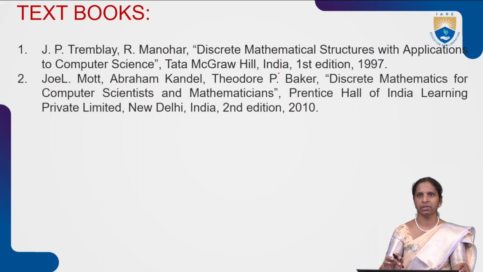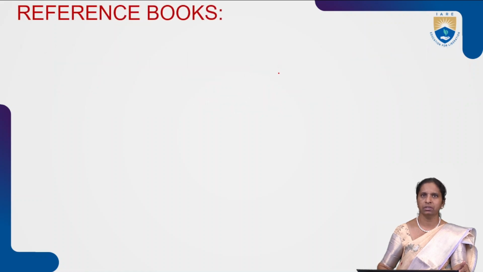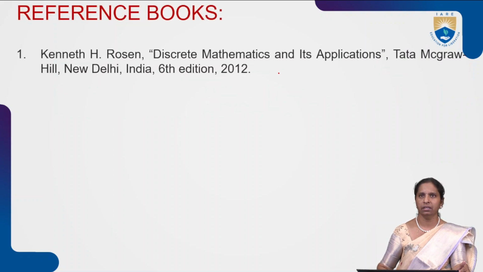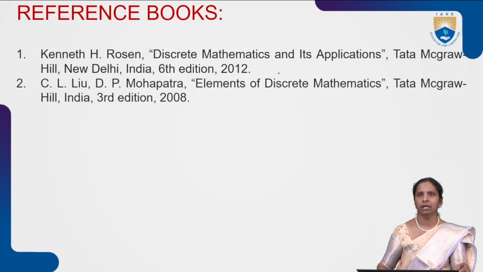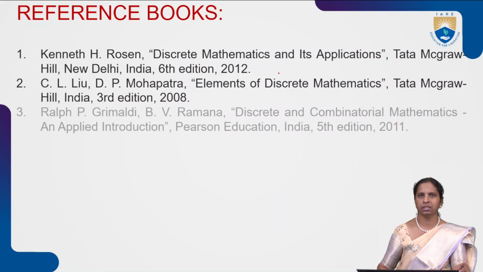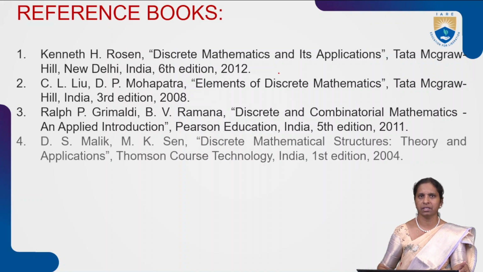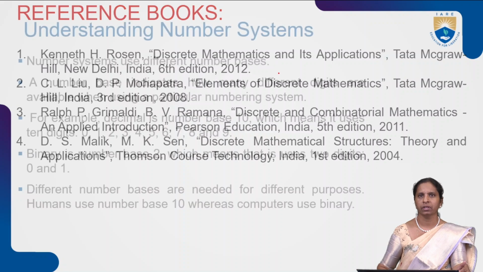And the second textbook we are following is Discrete Mathematics for Computer Scientists and Mathematicians by Joel Mott and Abraham Candle, etc. And coming to the reference books, we have referred to books like Discrete Mathematics and Its Applications by Kenneth Rosen, as well as Elements of Discrete Mathematics by D. Mahapatra, and Discrete and Combinatorial Mathematics and Applied Induction by Ralph P. So these are the reference textbooks we are going to follow.